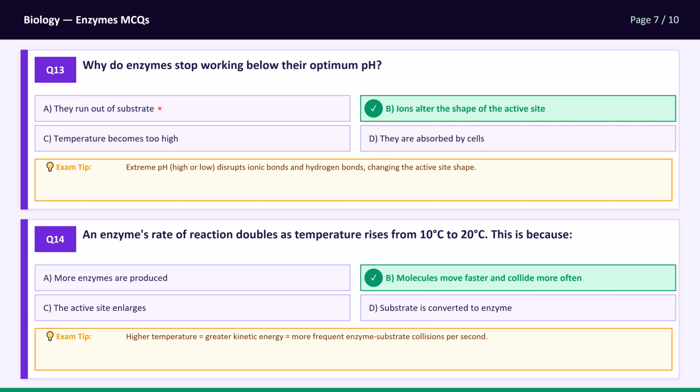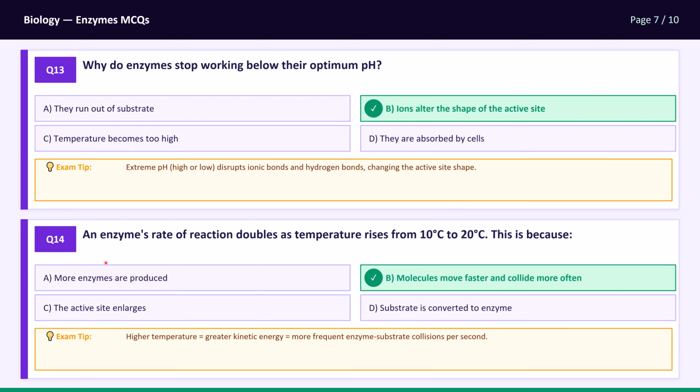Question 13. Why do enzymes stop working below their optimum pH? Option A, they run out of substrate. Option B, ions alter the shape of the active site. Option C, temperature becomes too high. Option D, they are absorbed by cells. And the correct option is option B, ions alter the shape of the active site. Exam tip: extreme pH, high or low, disrupts ionic bonding and hydrogen bonds, changing the active site shape.